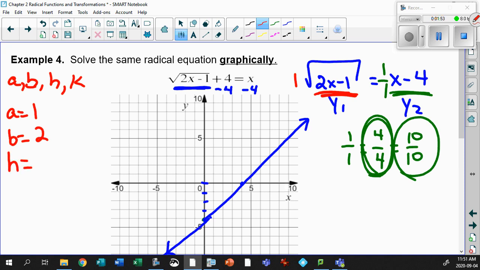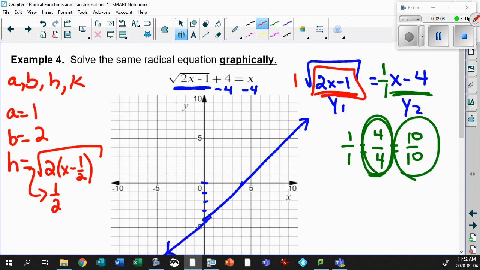Because remember, you have to factor this guy, right? So you've got to take the 2 out, leaving you x minus a half. So that means your H value actually is a positive a half, and you're going to start that puppy right there. Okay? Your K value, there is no K with this because we moved the K over to the other side. So K works out to be 0. So in fact, you're going to start right about there.